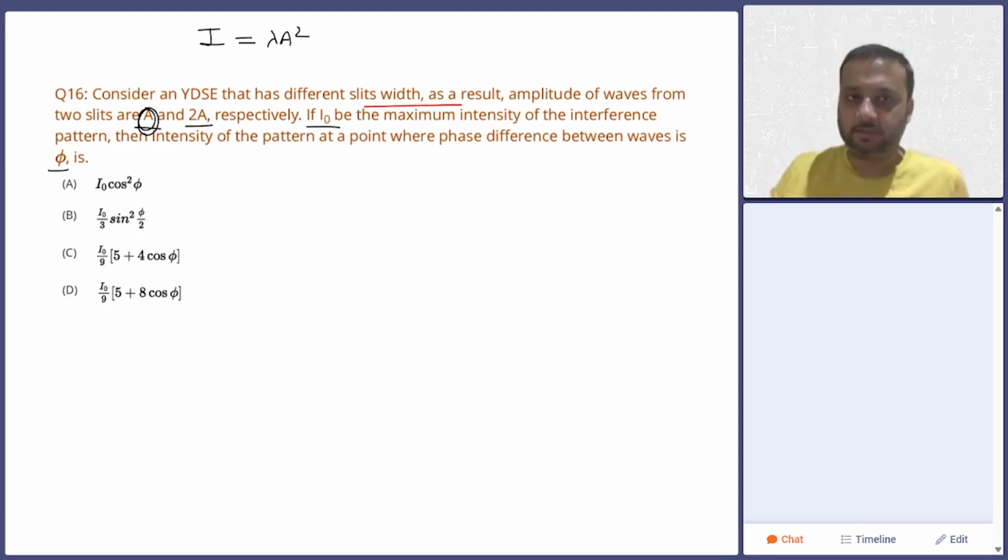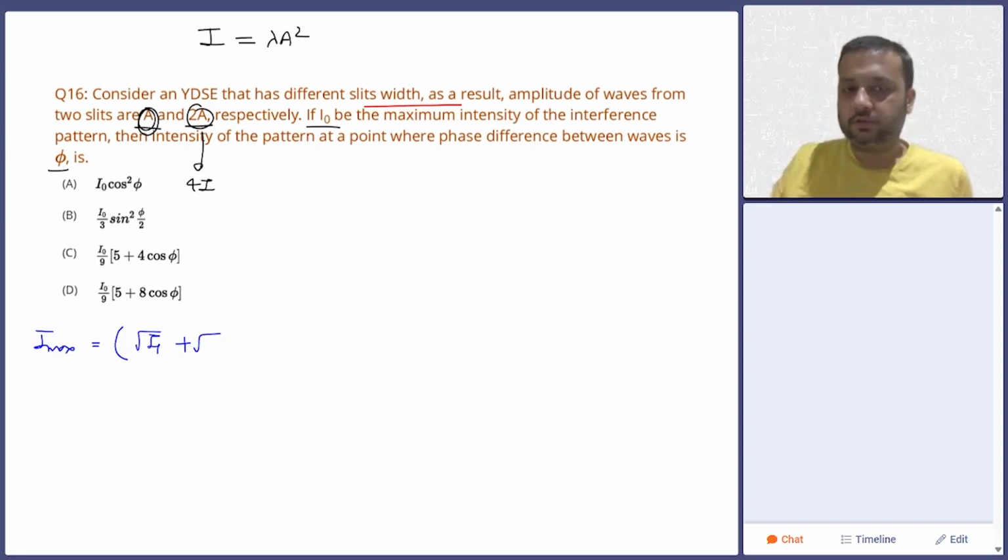So if the amplitude has doubled, clearly the intensity will become 4 times, because intensity is proportional to the square of the amplitude. So if you call this intensity I, the intensity of the second slit will be 4I. Yes or no? Now what will be the maximum intensity? There's a standard formula for finding I max, that is root of I1 plus root of I2, whole square.